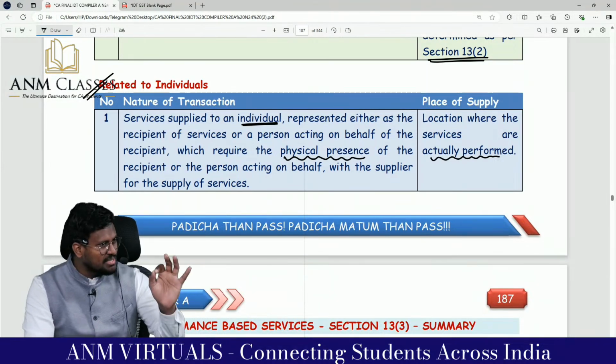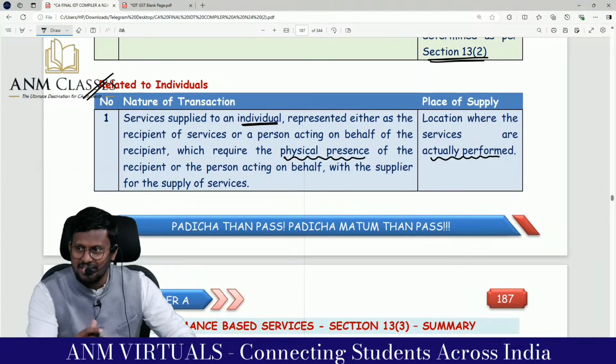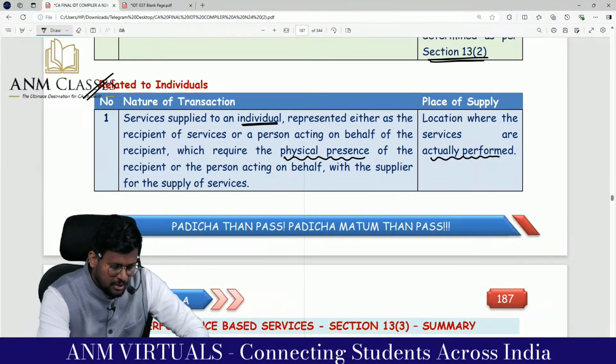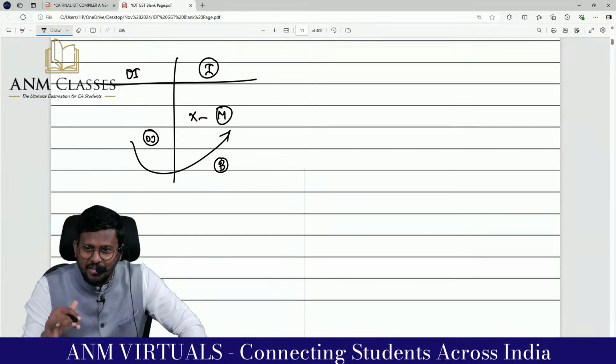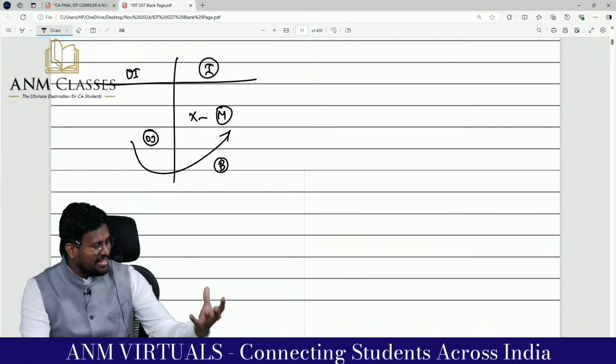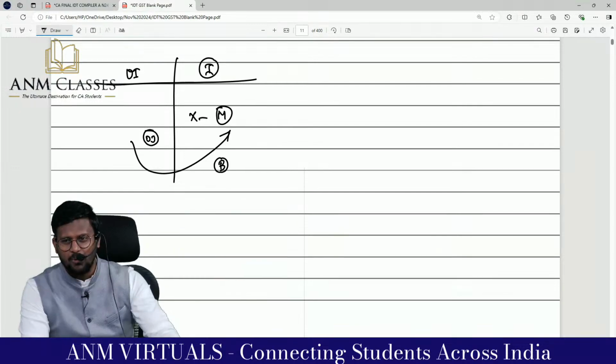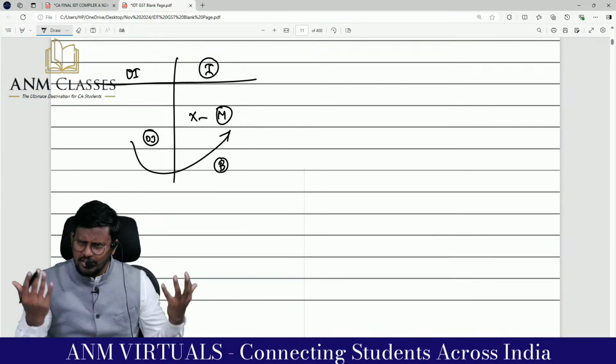Where do you actually perform the service, because this is a performance based service. Now the beautician has come from outside India, where did she paint? So where is the place where the service has been actually performed? India, because these are performance based services.